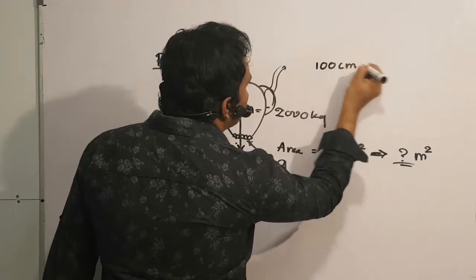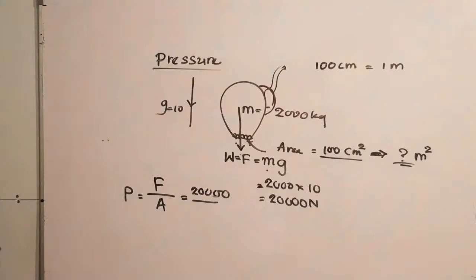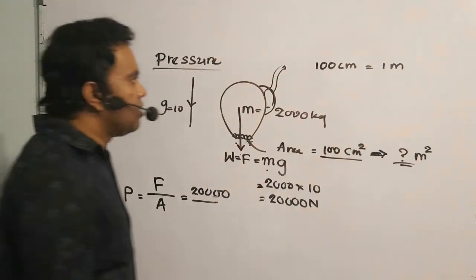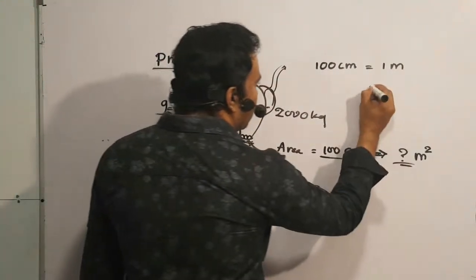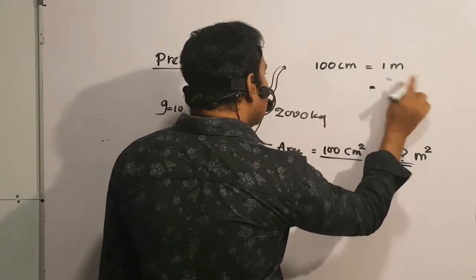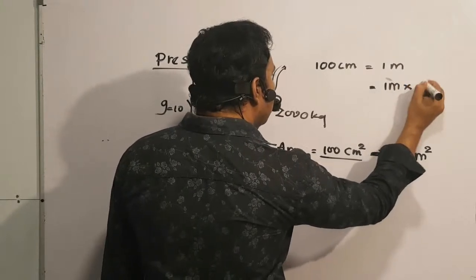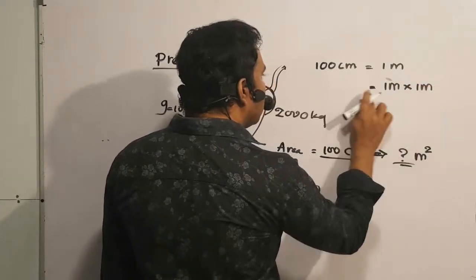Look here, 100 centimeters equals 1 meter. 100 centimeters equals 1 meter. Now, what is a square centimeter, a square meter? 1 meter into 1 meter. So this equals what?